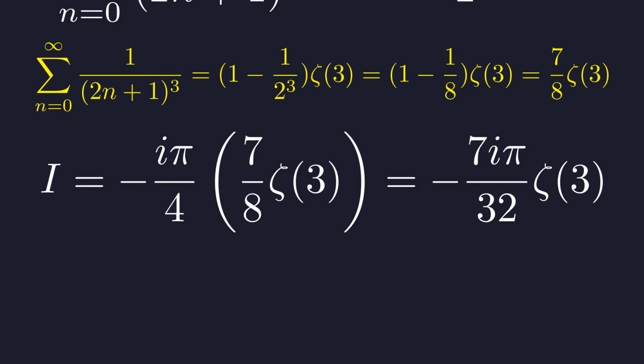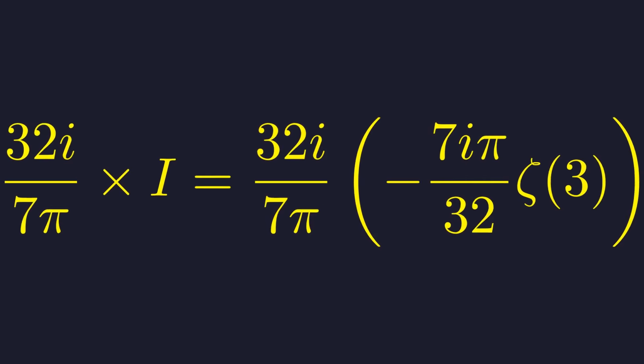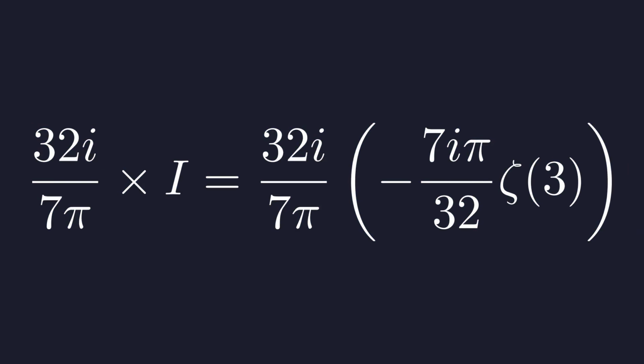We are on the final step. It's time to assemble the pieces and reveal the final answer. We multiply our result for I by the constant factor from the original problem. And now, for the satisfying cancellation of all the constants.